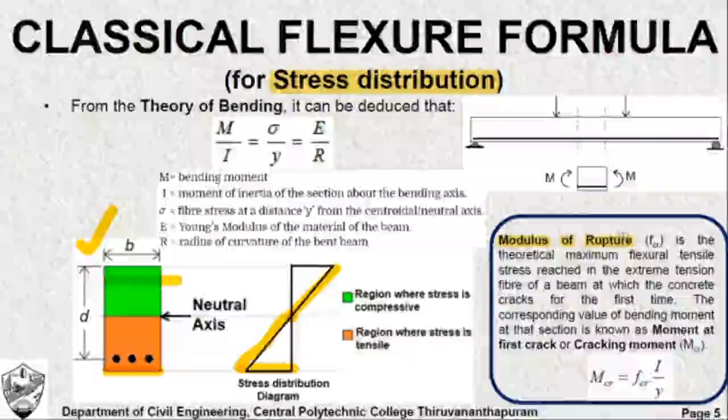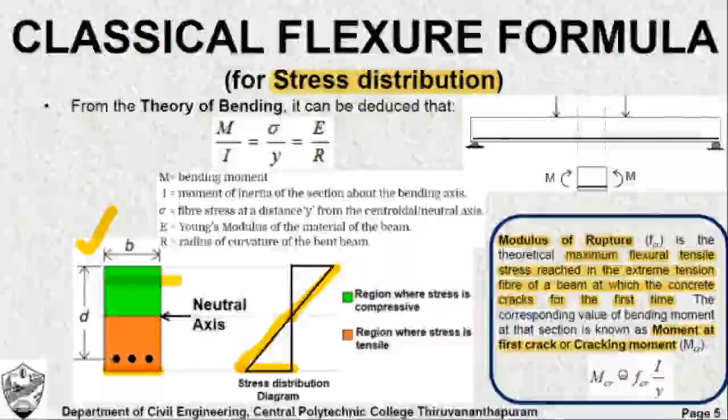So modulus of rupture is explained as the maximum flexural tensile stress reached in the extreme tension fiber of a beam at which the concrete cracks for the first time. And that particular bending moment at which the concrete cracks for the first time is known as the moment at first crack, or the cracking moment, which is given with the help of this formula. It can be used to determine the cracking moment. M is equal to fcr into I by y, where fcr is the modulus of rupture.